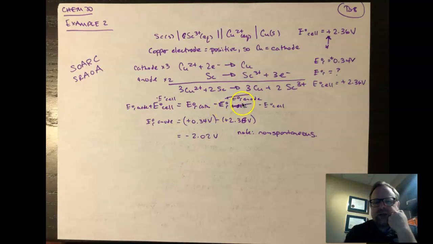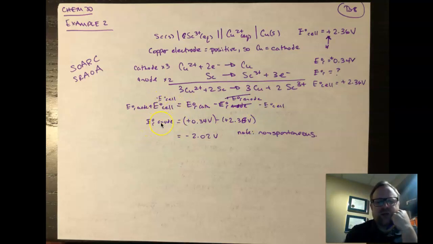But we are interested in the reduction potential of the anode. So I rearranged my equation using algebra. First thing is I wanted to get rid of this negative from the anode and get it by itself on one side. So what I did is I added the reduction potential of the anode to both sides. That eliminated it from this side and popped it over here. Then I had to get the reduction potential of the anode by itself. So I did the opposite of addition. I subtracted the cell potential from this side and from this side, which canceled out those.